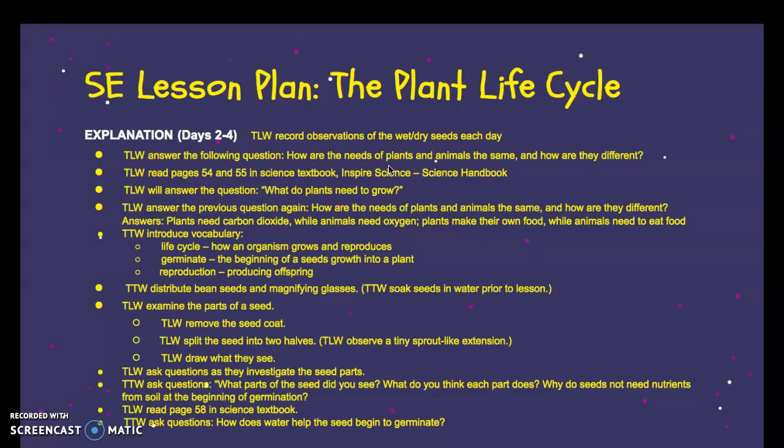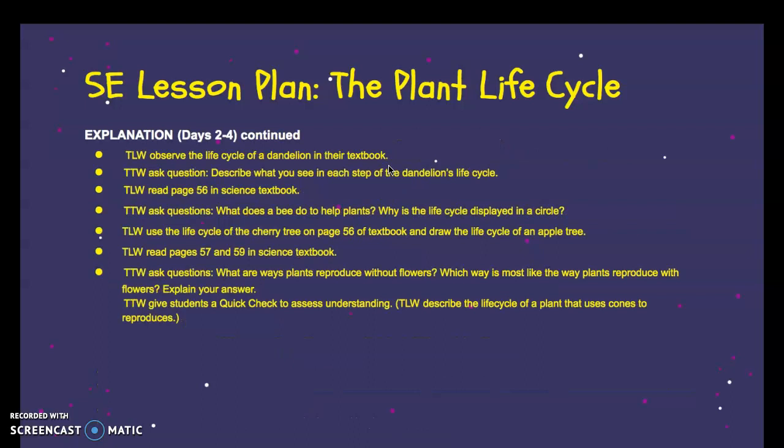They'll also read some more in their science textbook. They'll observe the life cycle of a dandelion. They'll describe what they see with that, and then they will talk about how a bee helps a plant, and why the life cycle is displayed in a circle. This was an interesting question. Well, their response should be that it's an endless cycle. It keeps going, it repeats.